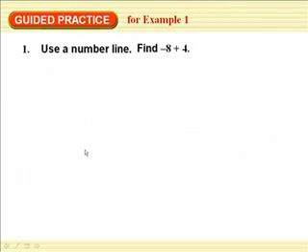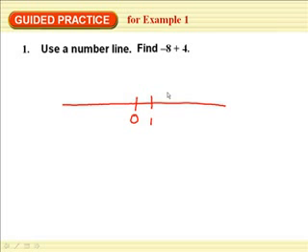In the guided practice it says use a number line, so we have to draw a number line. I don't know if they have it, so I'm going to draw a number line, and I can already tell I have to go -8, so I'm going to have to number this all the way to -8, maybe. My pen was working really good.